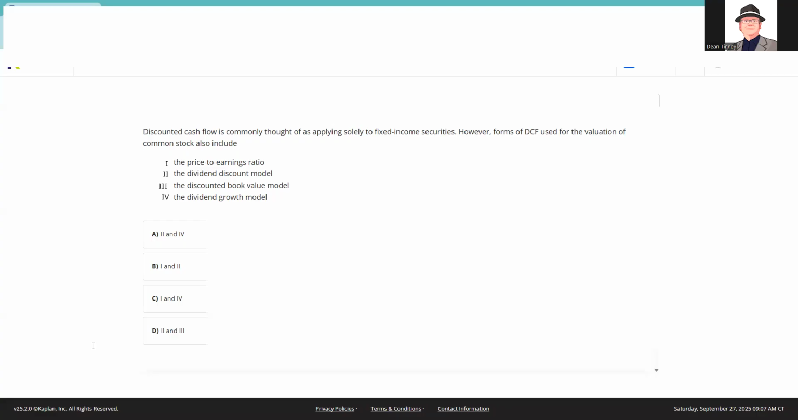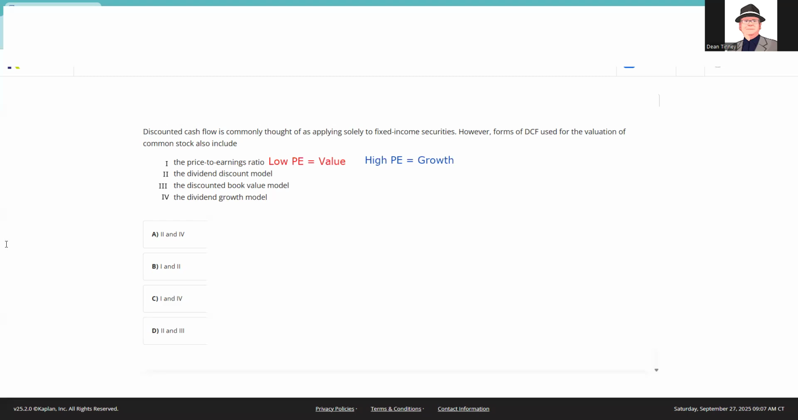All right, so let's talk about DCF as applied as a valuation technique for common stocks. Discounted cash flow is about future income streams and discounting them back to present value. So price to earnings is certainly a valuation technique, but not about cash flow. PE, price to earnings, is a valuation technique.